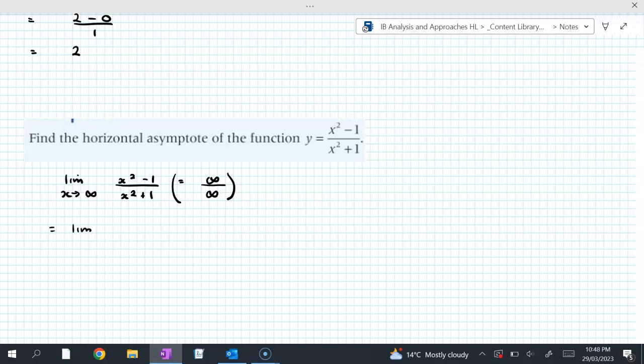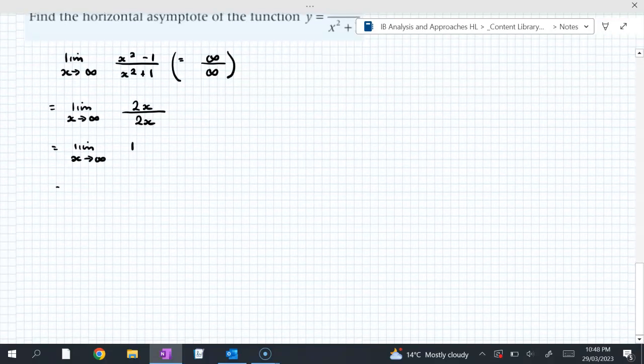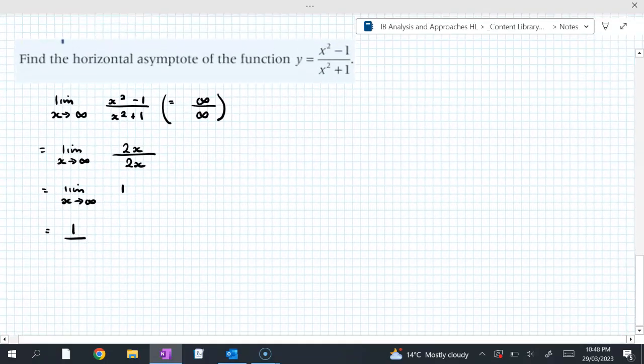So the limit as x goes to infinity, well, I need to differentiate the top line. So that will be 2x, and I need to differentiate the bottom line, which will also be 2x. So this is just the limit as x goes to infinity of 1. And because that's independent of x, the limit is going to be 1. So as x goes to positive infinity, the function is going to go to 1.